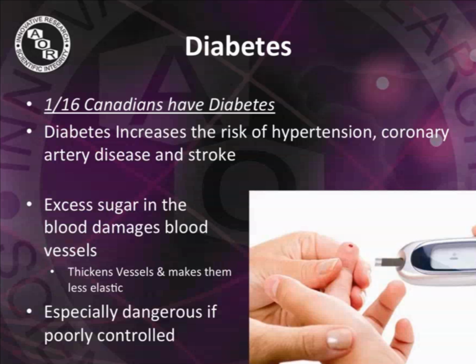Diabetes, another health risk factor. It's reported about 1 in 16 Canadians have diabetes. And diabetes can increase the risk of people developing hypertension or high blood pressure, and increase the risk of coronary artery disease and stroke. How this happens is excess sugar flowing around in the bloodstream can damage the blood vessels, and then we get a thickening of these vessels. When we get a thickening of these vessels, it makes them less elastic and less pliable, less able to actually cope with blood flowing through them, and there's more resistance due to this reduced elasticity.